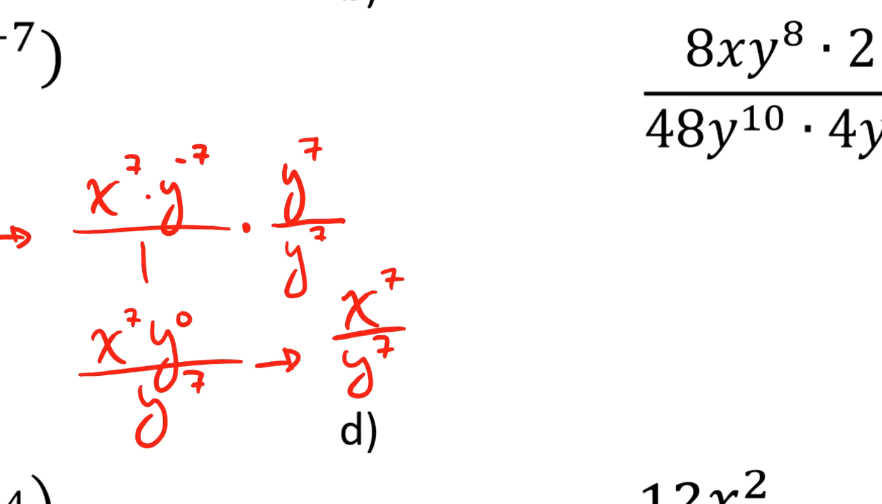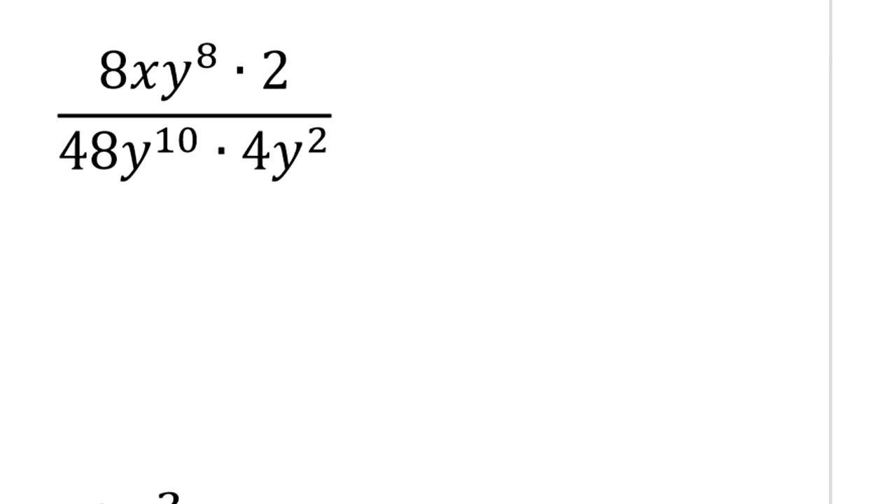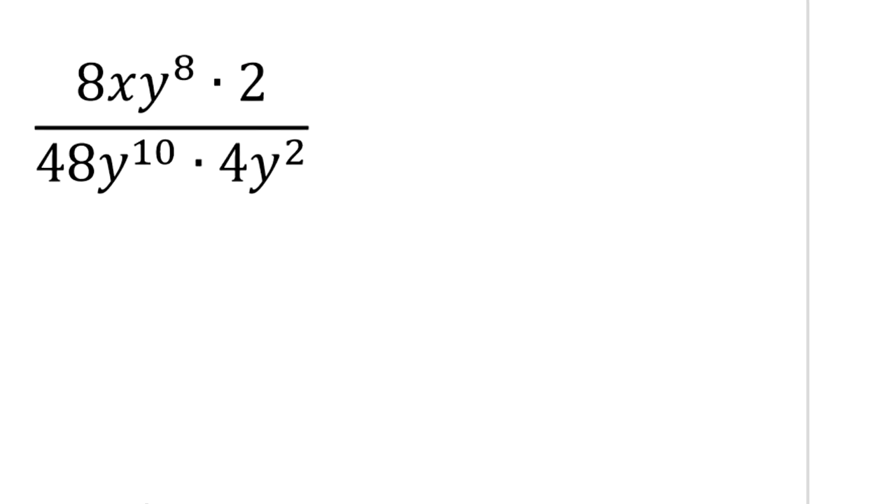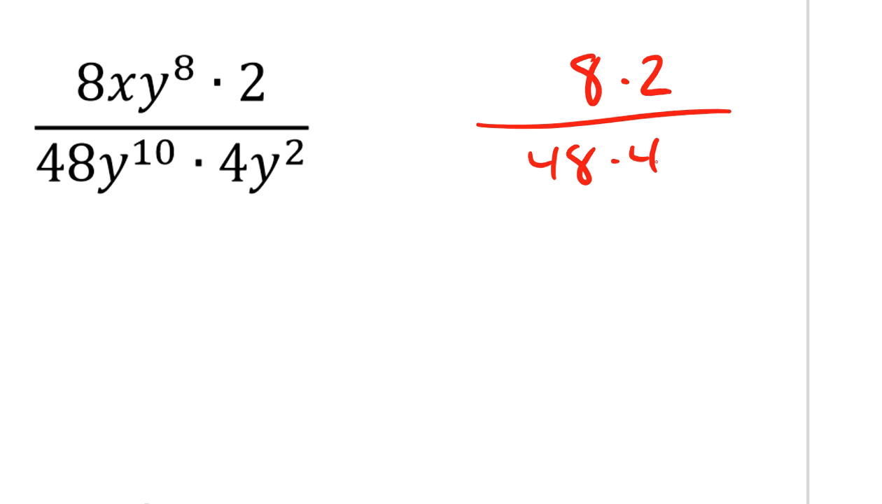On question 2, I might choose to look at some of the numerical parts first. In fact, I want to look at those separately. So in my numerator, I have an 8 and a 2. And in my denominator, I've got a 48 and a 4. So I just want to look at this numerical part first. I know that 8 is a 2 times a 4. So I could consider this as just 2 times 4 in the numerator.